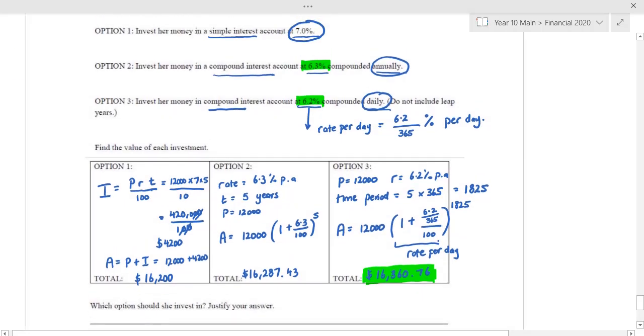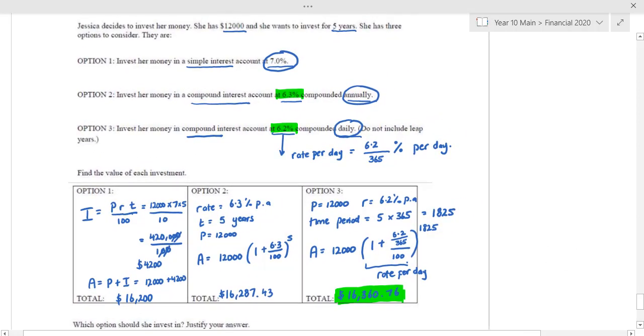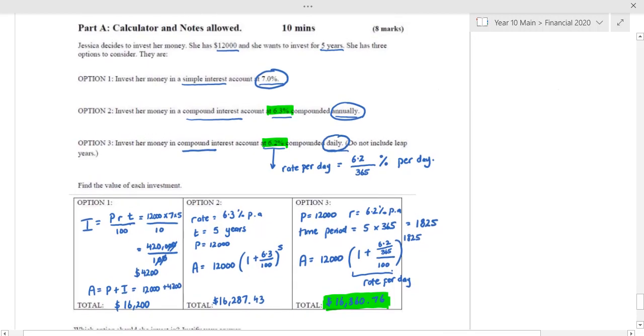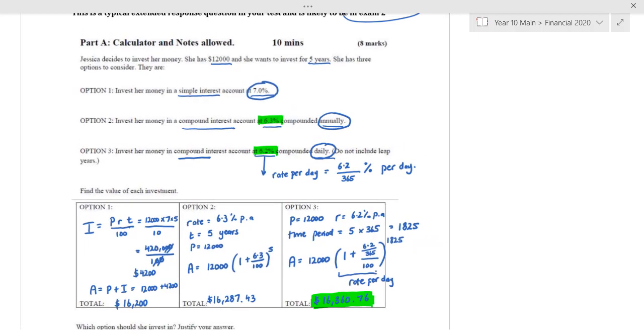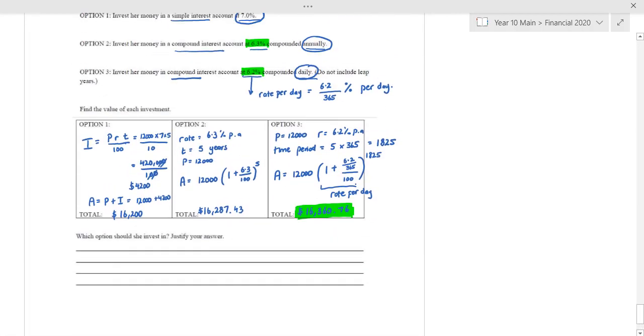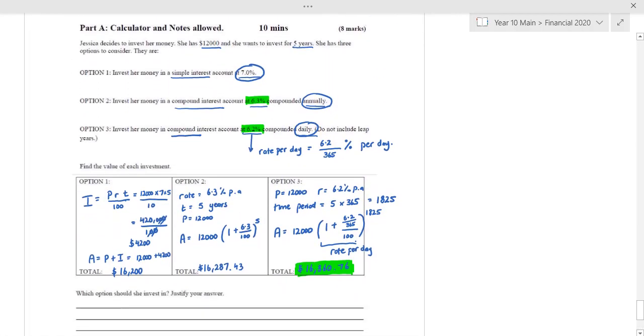All right, now, this is a very common exam question. You're going to get something like this every year for financial maths, in your tests and the exam. So it's really important to understand the difference between simple interest, compounding maybe annually, and the more complex ones, looking at things like daily compounds, monthly compounds, and so on.